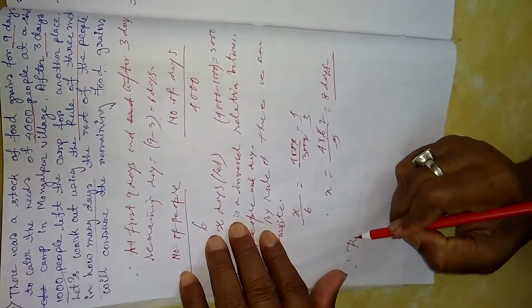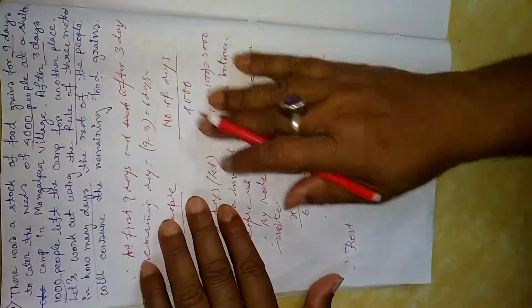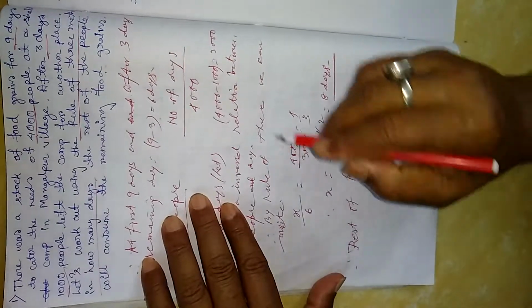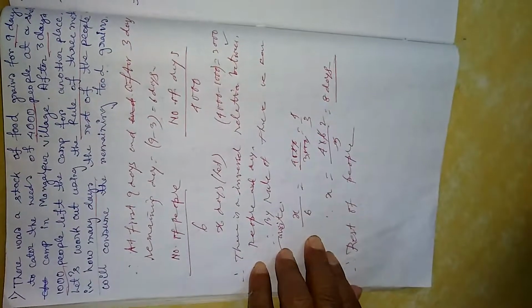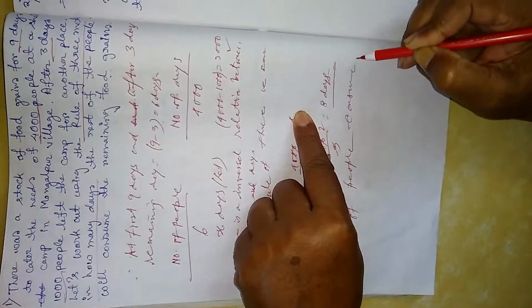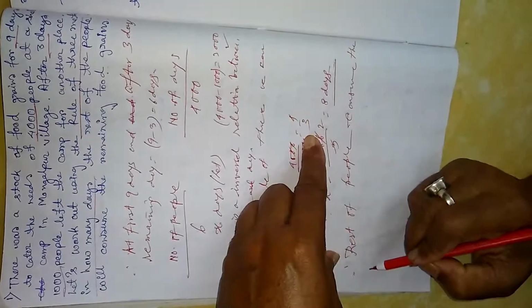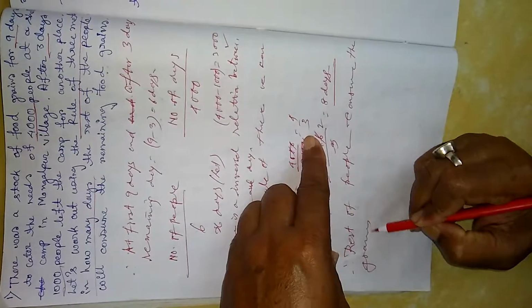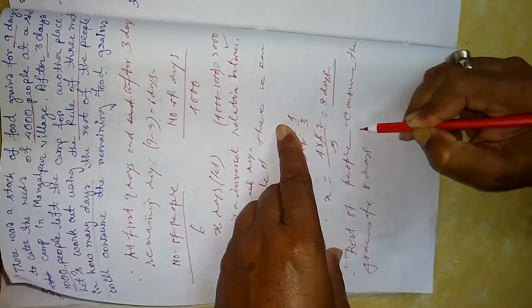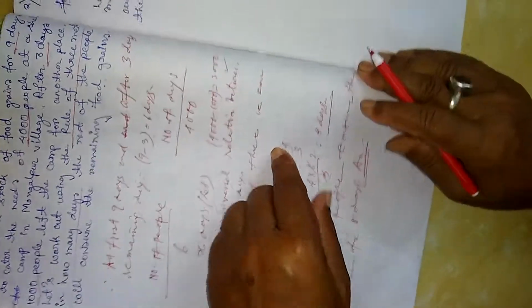Therefore, the rest of the people, that is 3,000 people, consume the grains for 8 days. That's your answer. Okay. The second sum.